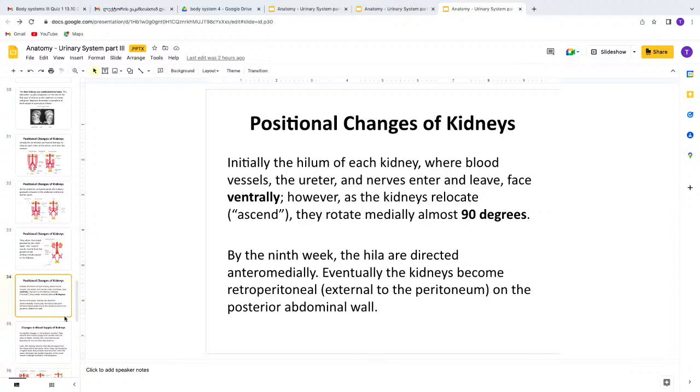Initially, the hilum of each kidney, where blood vessels, ureters, and nerves are entering and leaving, is always facing the ventral side. However, as the kidneys are relocating, ascending, they are rotating almost 90 degrees. By 9 weeks, the hilum is directed anteromedially, and this is the official location of the hilum. And kidneys are becoming retroperitoneal organs, located on the posterior abdominal wall, right?